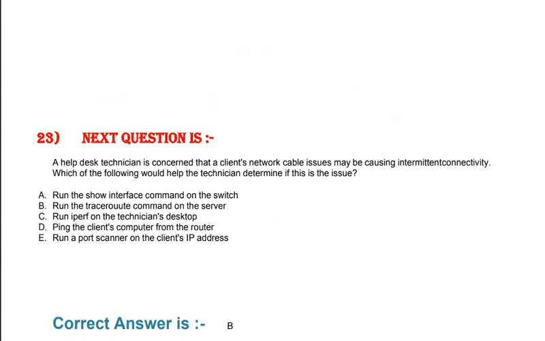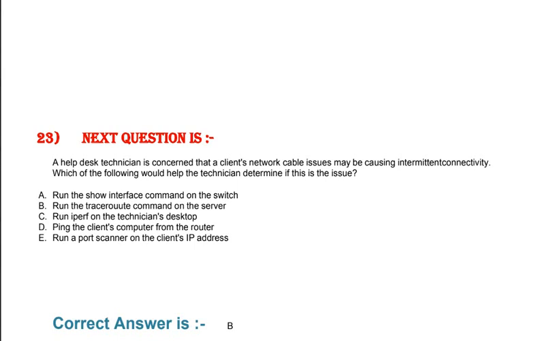Our question is, a help desk technician is concerned that a client's network cable issues may be causing intermittent connectivity. Which of the following would help the technician determine if this is the issue?